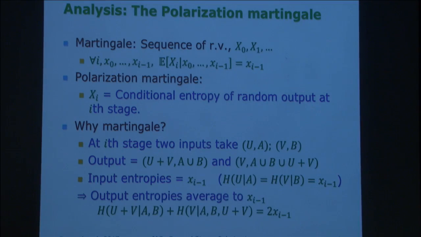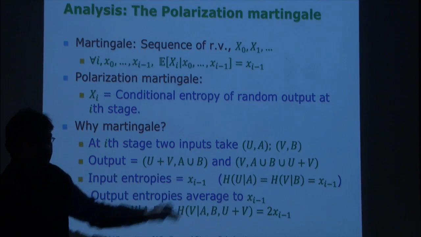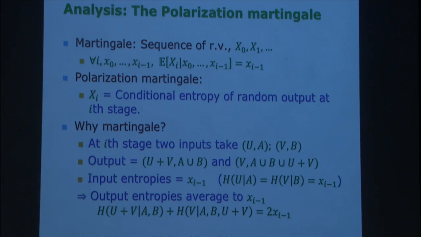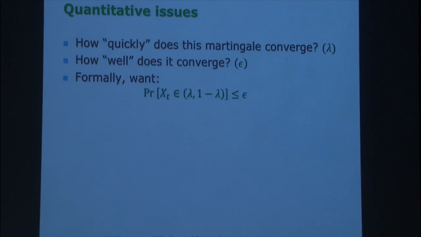So let's ask the question. At the end, we want to say that the conditional entropies are very close to 0 or very close to 1. But what's happening in the intermediate stages, and how do you abstract the properties to prove something about them? Madhu, yeah.